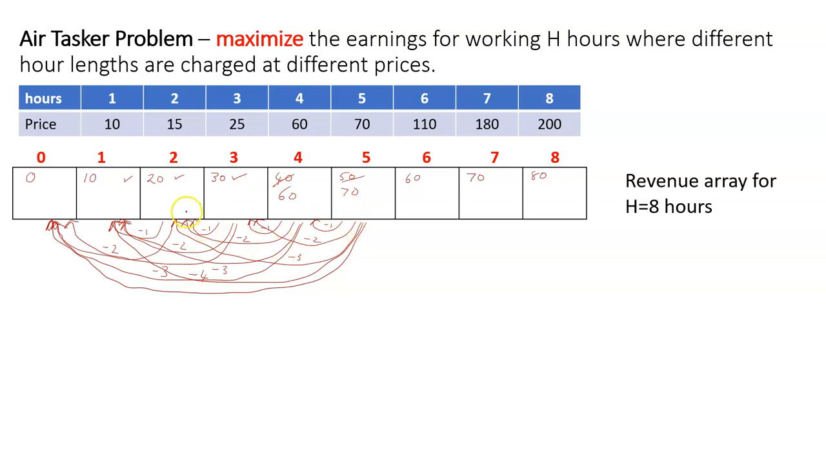We can go back 3 hours and add a 3 hour job, which will be 20 plus 25, that's 45. That's not an improvement. Or we can go back 4 hours and add a 4 hour job to $10, which is going to be 10 plus 60, which is 70, which is not an improvement. We already have that. Or we can go back 5 hours and take a 5 hour job, which is 70, which we already have. So now we have the maximum for 1, 2, 3, 4, 5, and 6.